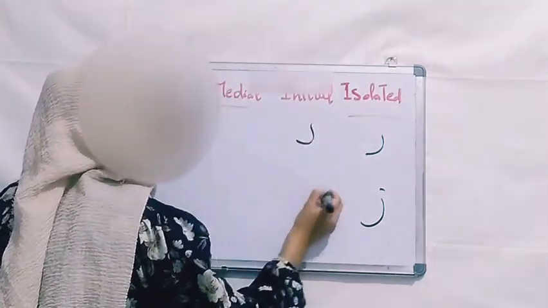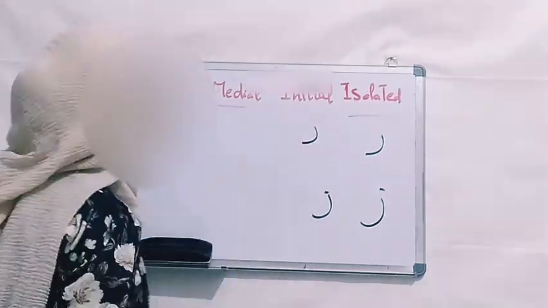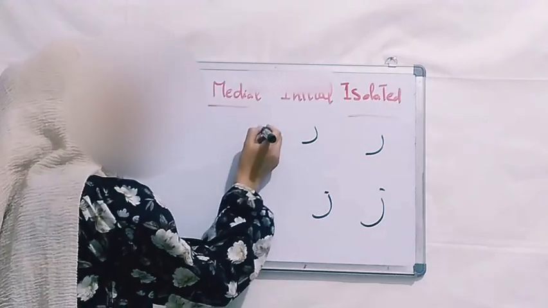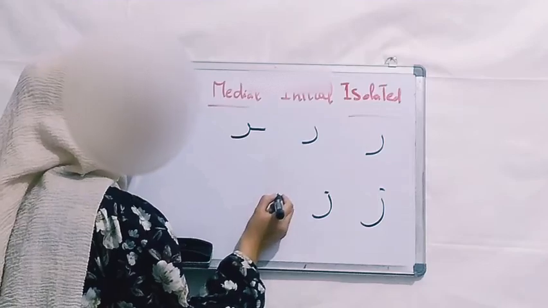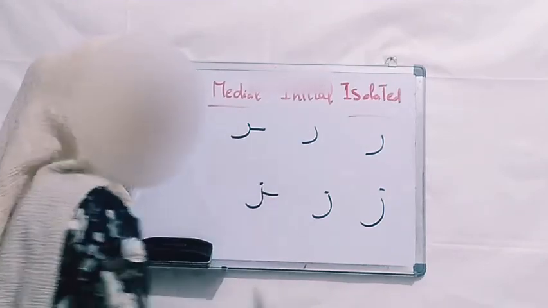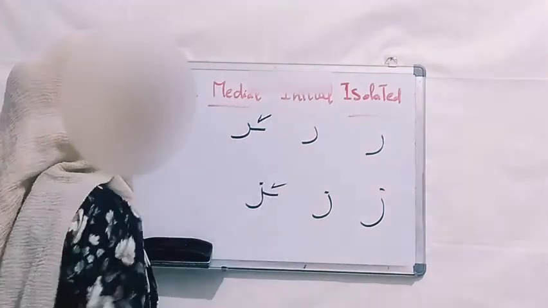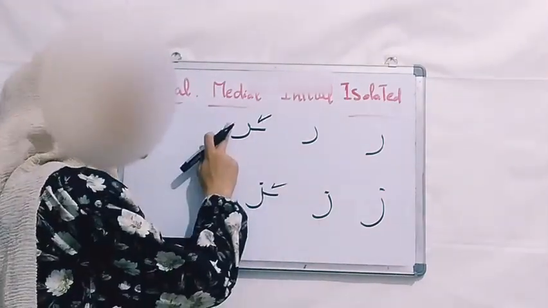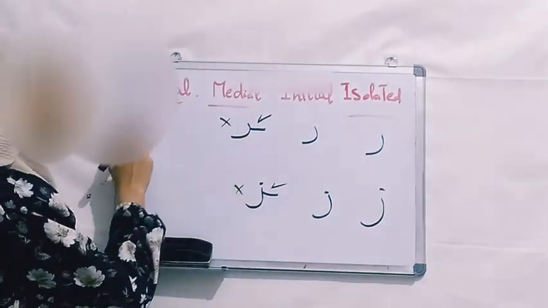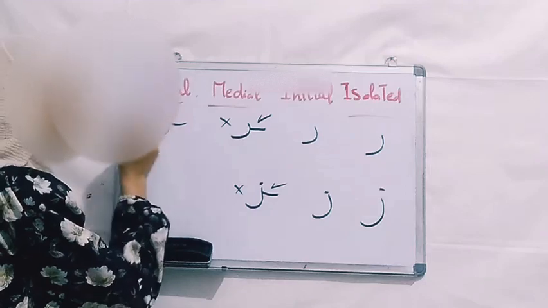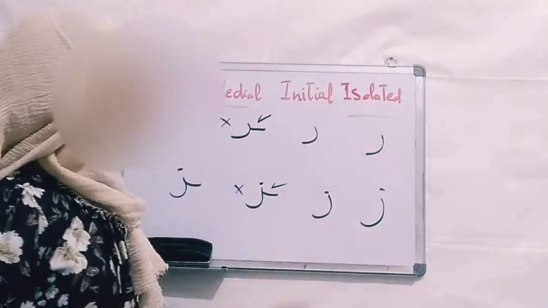Ra, zay. Ra, like this. In the middle form, you keep the connecting line, then you write my ra. And also in zay. Okay? You keep the connecting line because it needs to be connected before, but it doesn't connect after. Same here in the final form. Ra and zay.